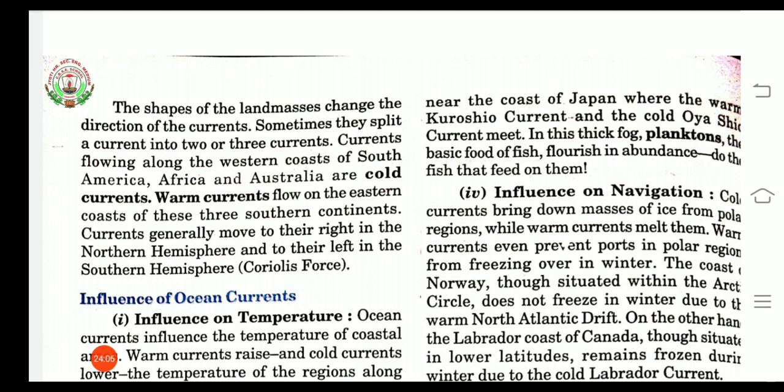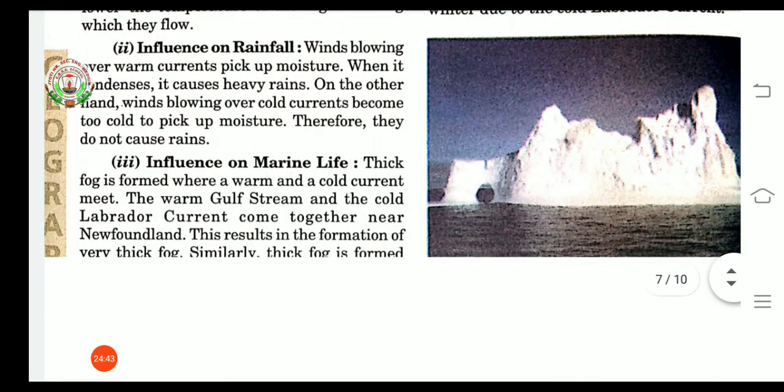The coast of Norway, though situated within the Arctic Circle, does not freeze in winter. And what is the reason behind that? That is because of the warm North Atlantic drift. In the same manner, another example is the Labrador coast of Canada. Though it is situated in lower latitude, it remains frozen during the winter, and the reason behind it is the cold Labrador current. Down below we have one picture of an iceberg, this one.